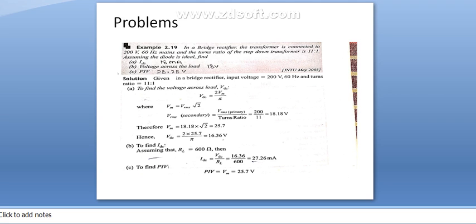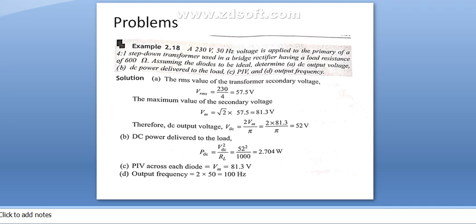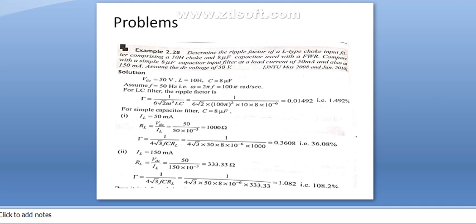So from this we can calculate the VDC value, 2 Vm by pi. So the VDC becomes 16.36 volts. And we can find out IDC. So here RL is 600 ohms. So from this IDC equal to VDC by RL, substitute VDC and RL here, IDC becomes 27.2 milliamperes. And the peak inverse voltage is V maximum, it is equal to 25.7 volts. So it is about bridge rectifier, problems on rectifiers. Next we will see the problems on filters.